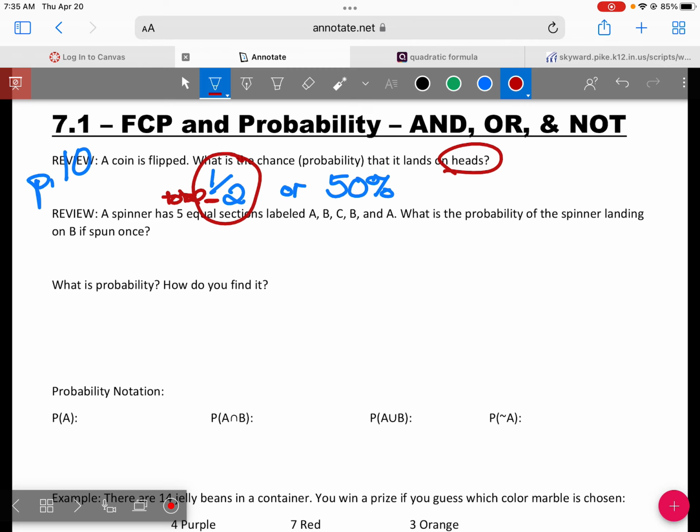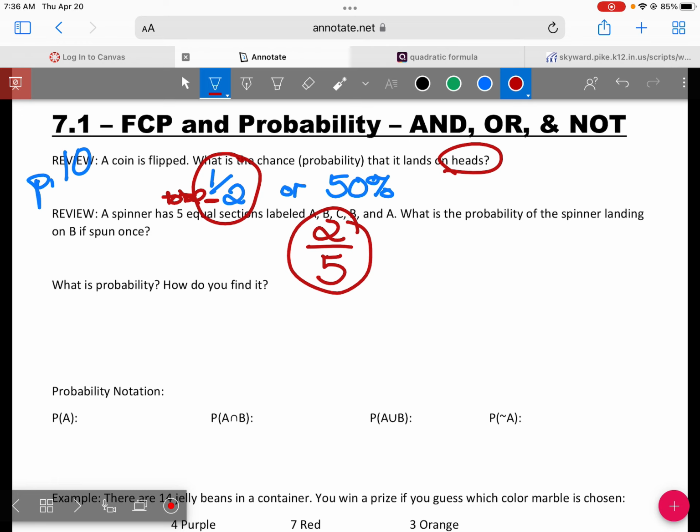All right. How about we have a spinner, like in a game. It has sections that are labeled A, B, C, B, and A. What is the probability of the spinner landing on B if spun once? Well, how many total sections do we have? 5. And how many B's do we have? 2. So that means our probability of getting B is 2 out of 5.